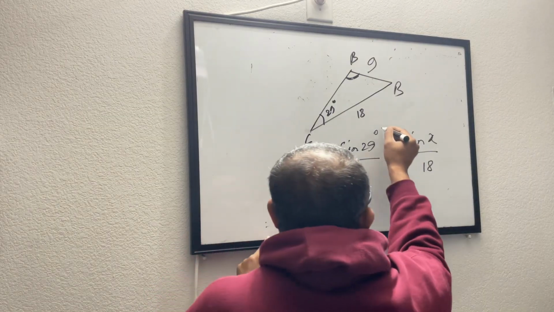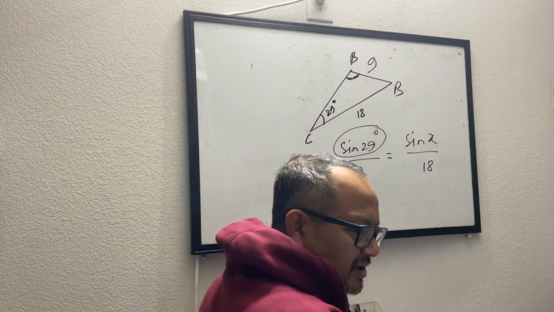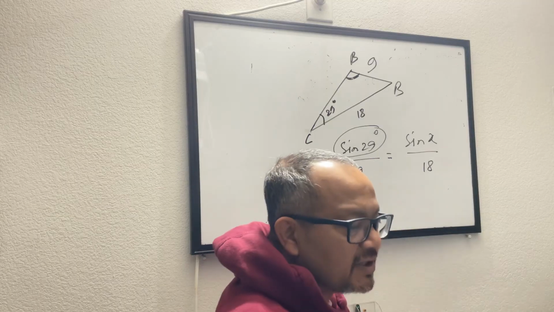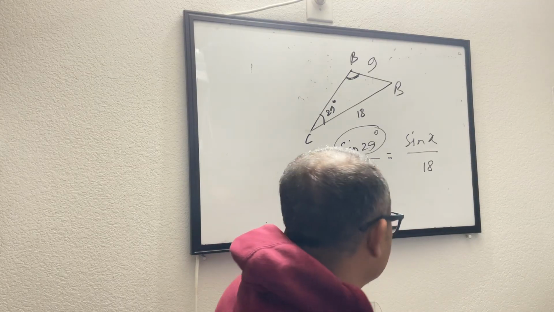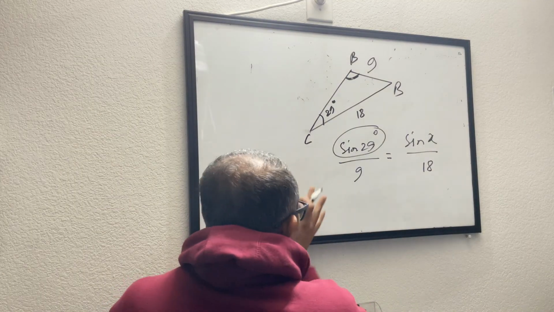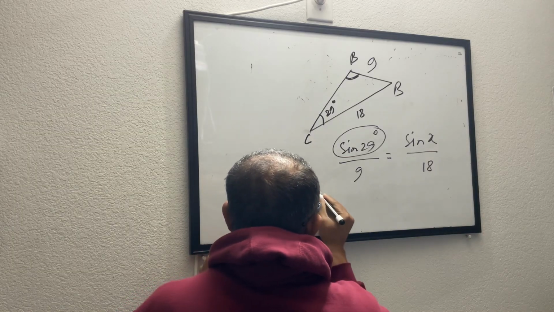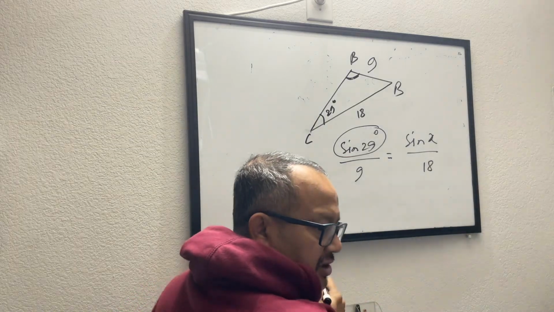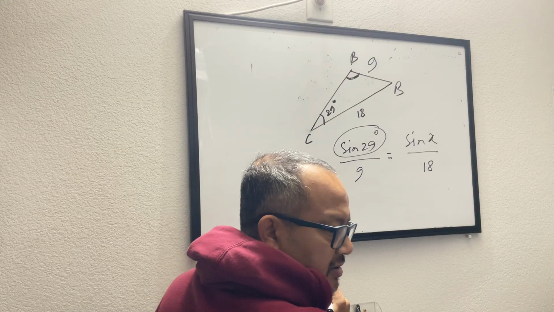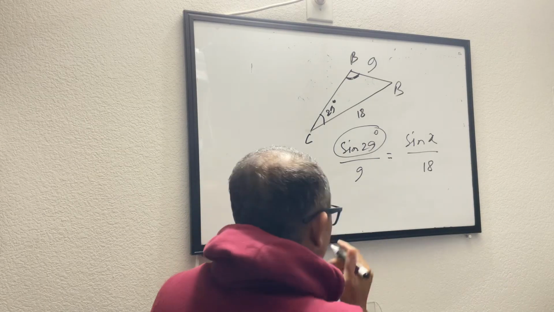So sine of 29 is close to sine 30. We have been asked to find to the nearest degree. How does sine of 29 work? What is sine of 30? Do you remember? I don't remember the exact number. Sine 30 is half.